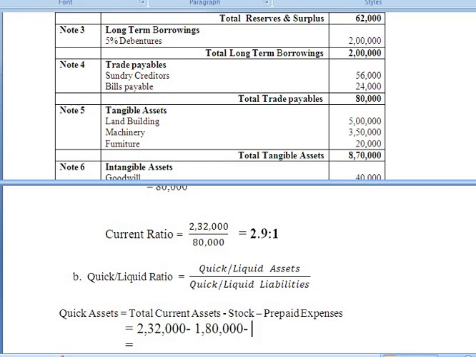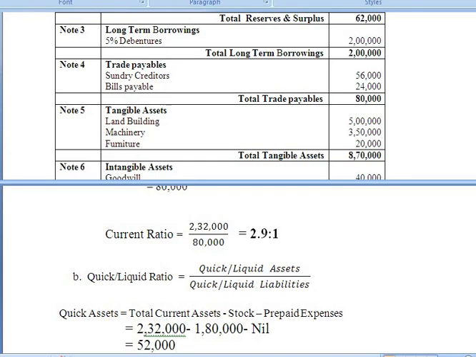1,80,000 minus prepaid expenses is not given in the problem. Okay. Prepaid expenses is not there, so we'll write here nil. So 2,32,000 minus 1,82,000, balance is 52,000. This 52,000 is quick assets.